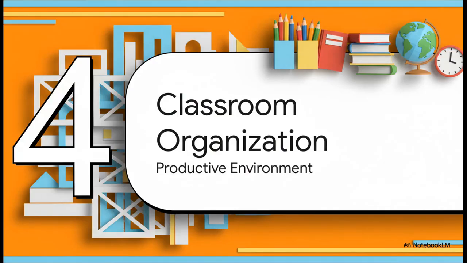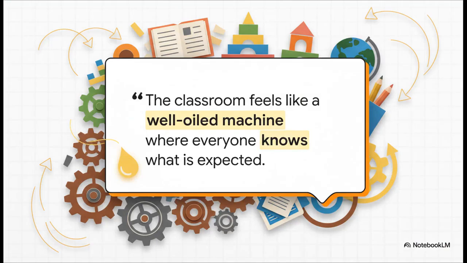Okay, on to our second pillar, classroom organization. If emotional support is the foundation, you can think of classroom organization as the walls and the roof. It's the structure that keeps everything running smoothly so that learning can actually happen. I love this description because a well-oiled machine sounds so efficient. And it doesn't mean the classroom is rigid or boring. It just means that the routines and expectations are so clear that almost no time gets wasted on confusion or disruptions. That way, all the energy can go towards the actual learning.